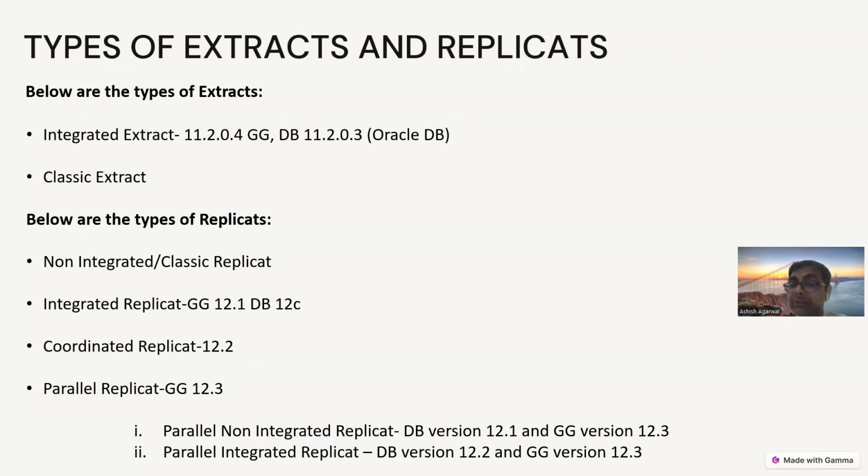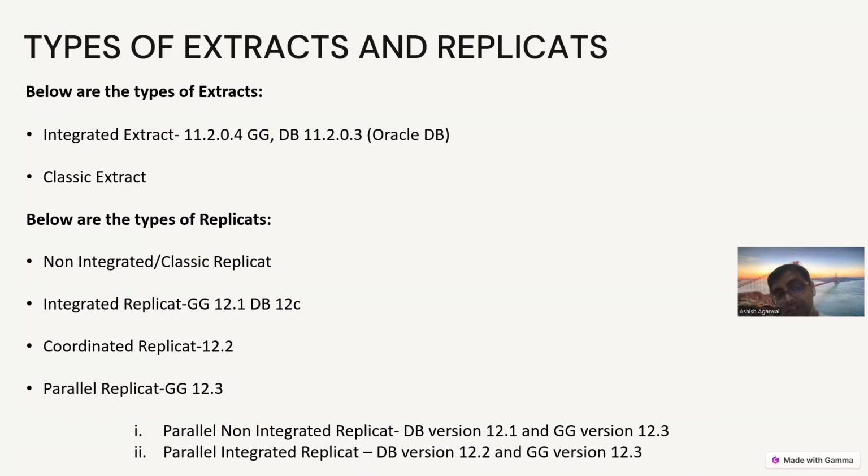Then they introduced integrated replicate from GoldenGate version 12.1. Coordinated replicate was introduced in 12.2. The latest type of replicate is parallel replicate, introduced in GoldenGate version 12.3. There are two types of parallel replicate. When you run non-integrated replicate in parallel mode, it is called parallel non-integrated replicate, and when you run integrated replicate in parallel mode, it is called parallel integrated replicate. The GoldenGate version for parallel replicate is 12.3; the database version can be 12.1 for parallel non-integrated replicate, and to use parallel integrated replicate, the minimum Oracle database version should be 12.2.